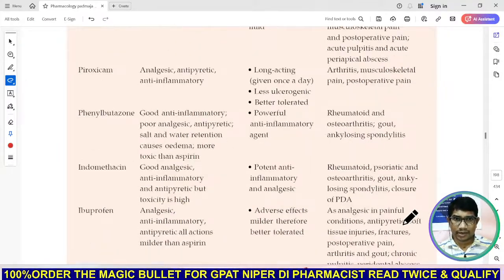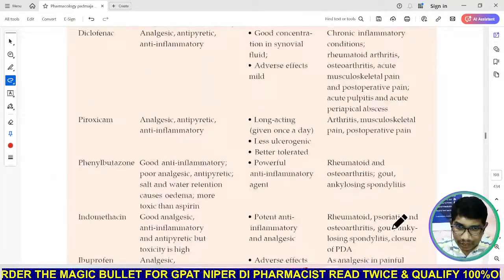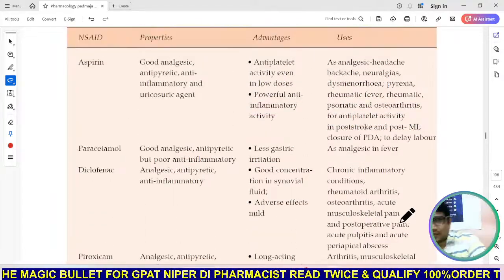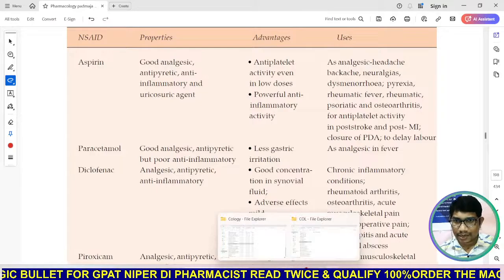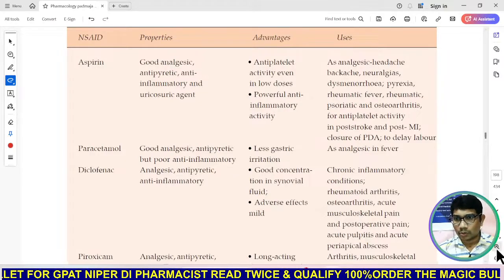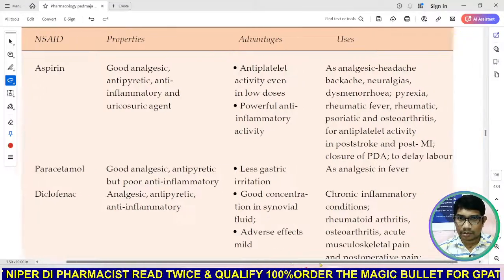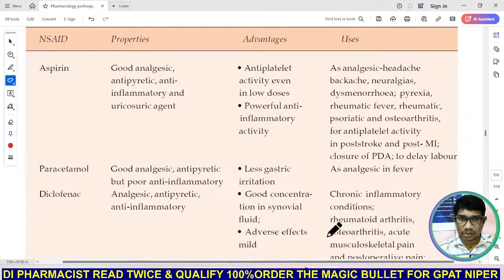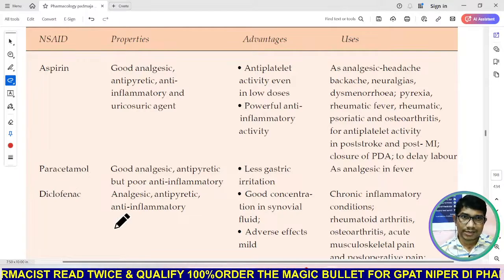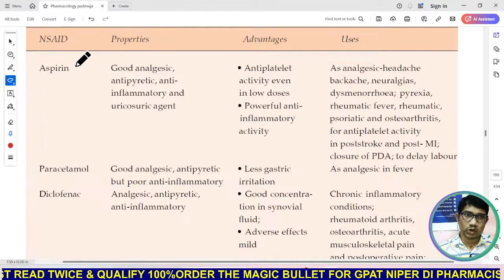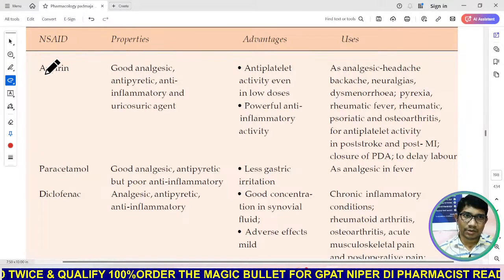देखो एक टेबल है, ये टेबल आपको समरी. तो यू कैन रिवाइज होल चैप्टर बाय दिस टेबल. जैसे यहाँ पे आई होप यू आर एबल टू सी दिस टेबल. यहाँ पे देखो एक टेबल है, ये टेबल मैं आपको एक्सप्लेन करता हूँ. दिस टेबल इज इम्पोर्टेंट. NSAID प्रॉपर्टीज, एडवांटेजेस एंड यूजेस. इन शॉर्ट सभी समरी क्या है चैप्टर का वो सब.